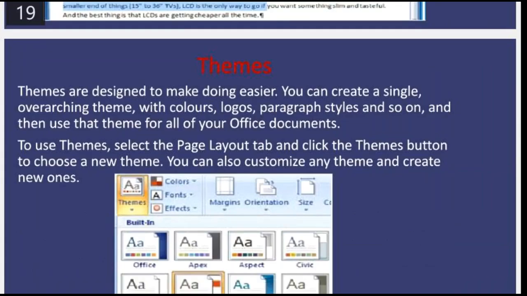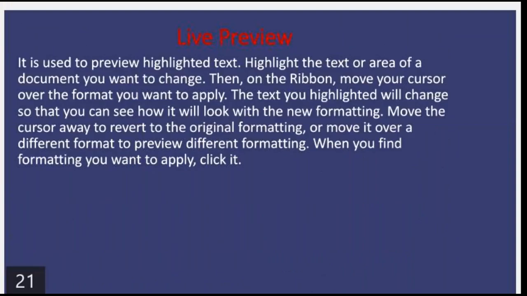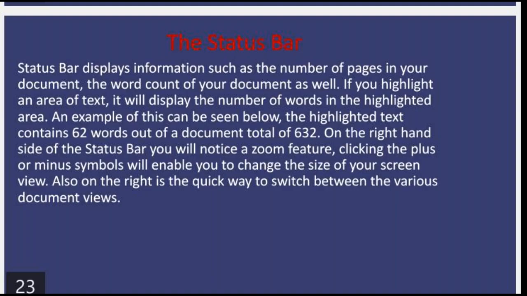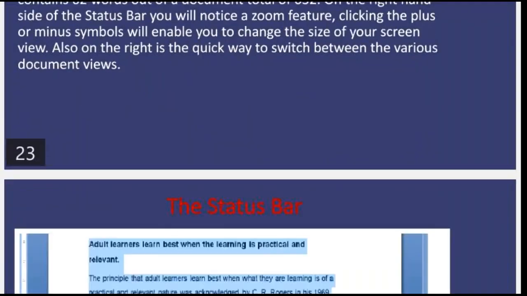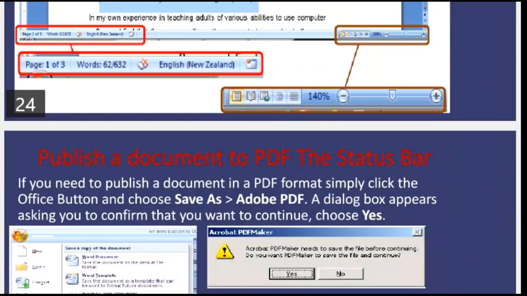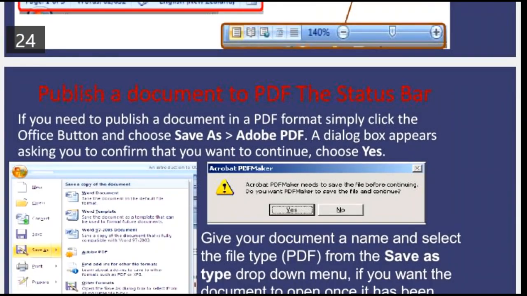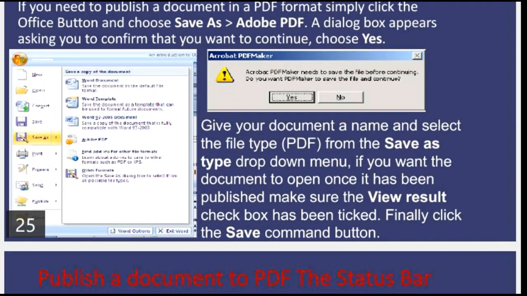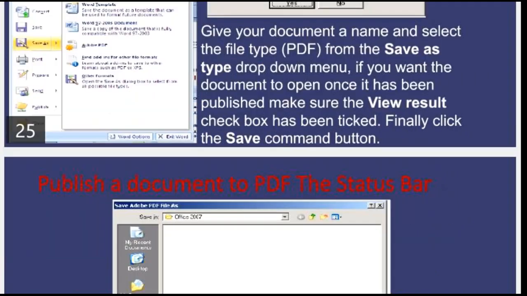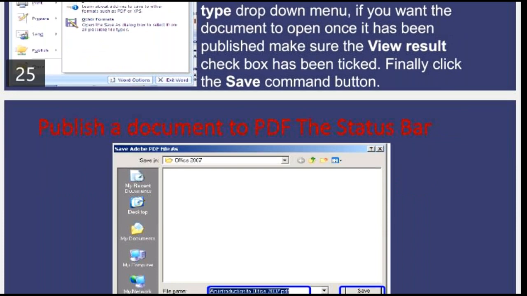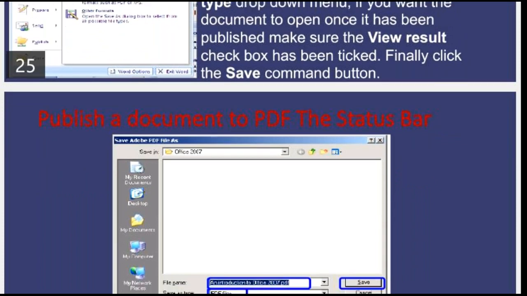We also talked about the themes you can find there, then live preview, then the status bar and all it could offer. And then we looked at how you can publish a document to PDF. Rather than looking for software to convert it to PDF, just after typing your document, you save it as a PDF file.